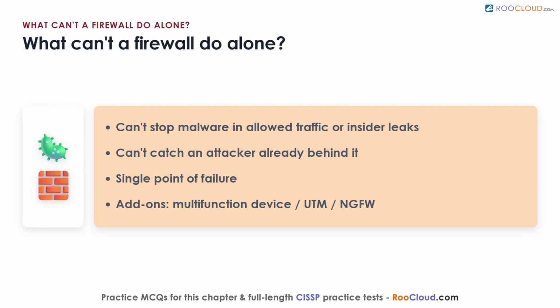The answer is to add capabilities, either through companion tools or through an all-in-one appliance that bundles many functions together. These consolidated boxes go by names like multifunction device, unified threat management, and next-generation firewall. Think of a front door lock, essential but useless against a leak in the roof or a thief already inside.